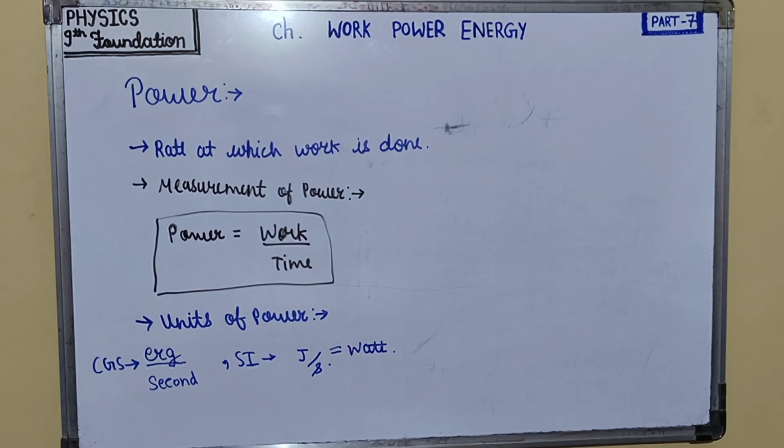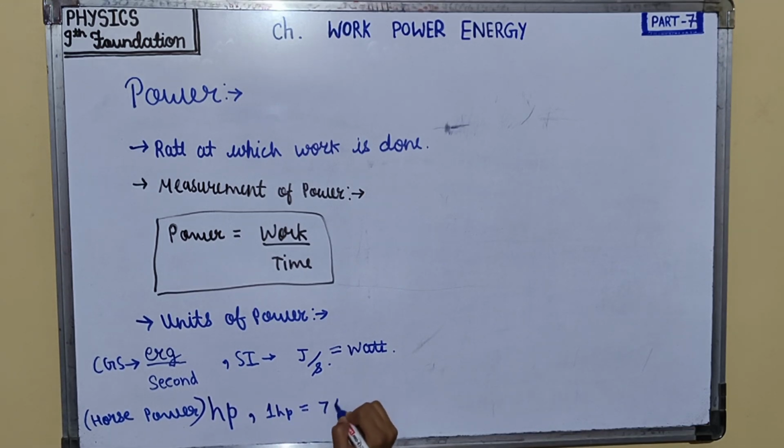Also there is a practical unit of power. The widely used practical unit of power is horsepower, which is important. Horsepower, HP. 1 horsepower is equal to 746 watt, which is equal to 0.746 kilowatt.